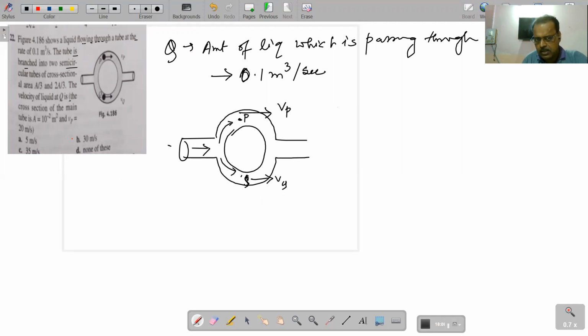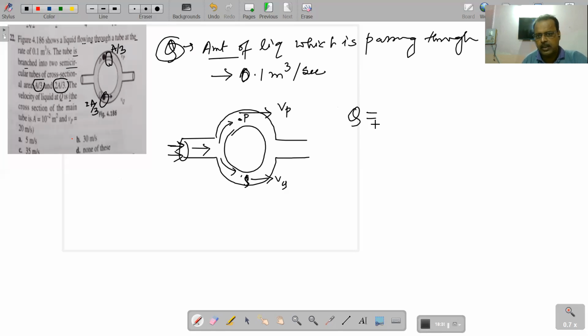Now the liquid which is flowing through this portion, if we consider that Q is the amount of the volume of the liquid, we can write this Q by using the equation of continuity. In this portion, if you see the cross-sectional area, it is A by 3 which is given over here, and this other portion is 2A by 3. So this portion we can consider as 2A by 3.